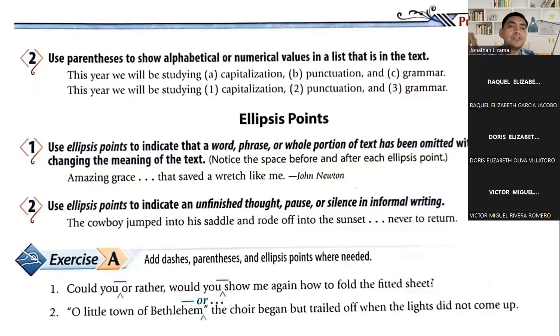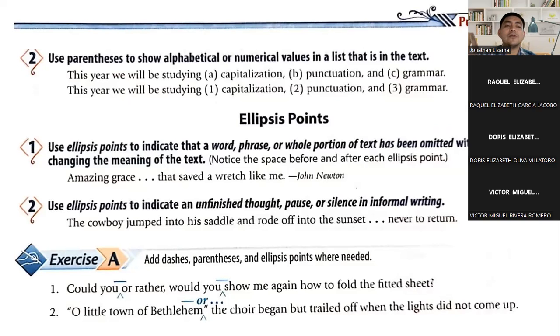And this one, right? Use parentheses to show alphabetical or numerical values in a list that is in the text. This year, we will be studying (A) capitalization, (B) punctuation, (C) grammar. This year, we will study (1) capitalization, (2) punctuation, and (3) grammar. So this is your case, right? You are studying this. Ellipsis points.